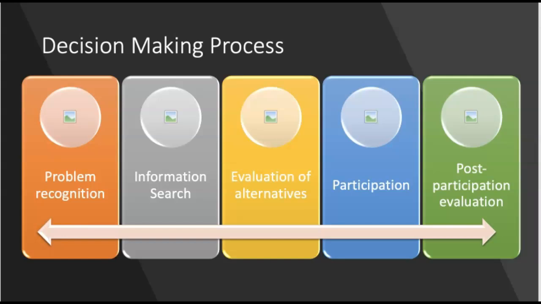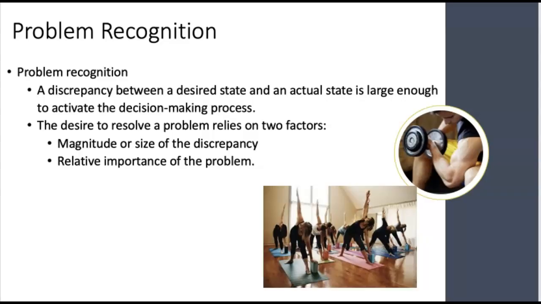So we're going to look at the 5 different steps one by one. We start with problem recognition. So what is problem recognition? Problem recognition is normally when we are able to identify the big gap between a desired state and the actual state, and then this can activate the decision-making process.